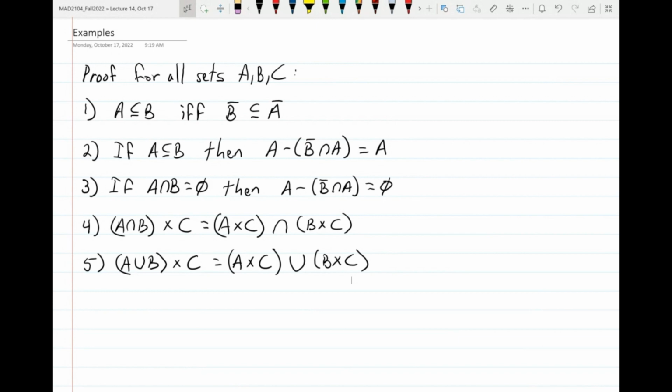And this property is about Cartesian product. This one is telling you that Cartesian product distributes over intersection, and this one tells you that Cartesian product distributes over union. Okay? So try to verify all of this.